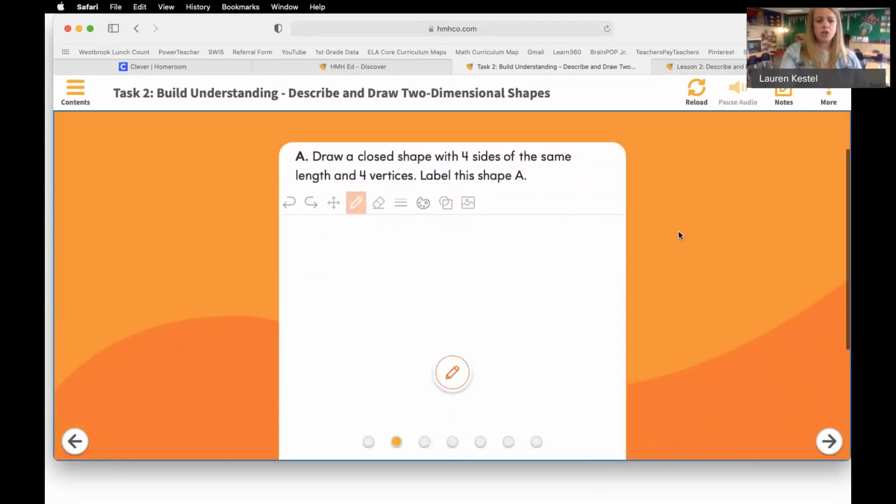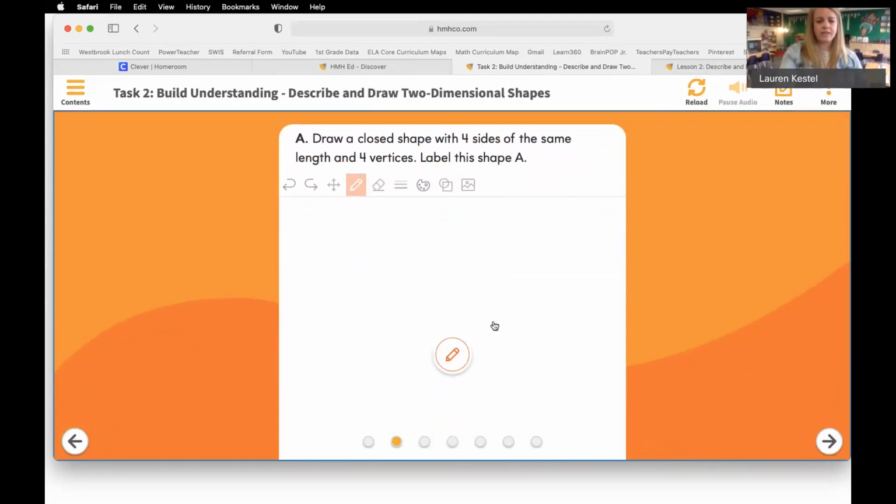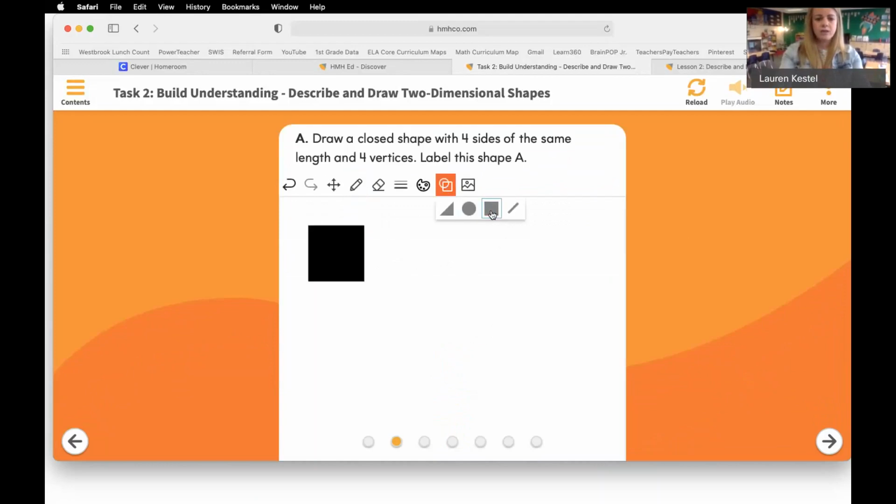Let's draw a closed shape with 4 sides of the same length and 4 vertices. Then we're going to label this shape A. So I know 4 sides all the same length. So I'm going to get my square here. This is a square because it has 4 sides.